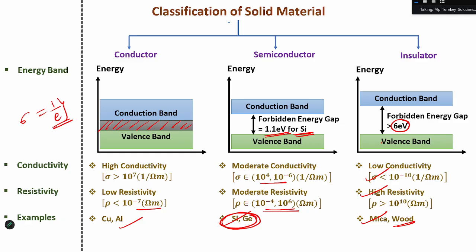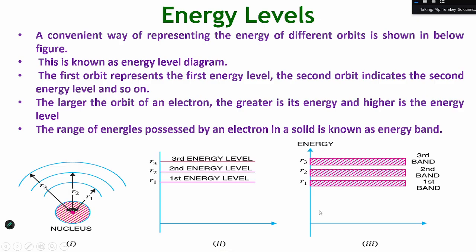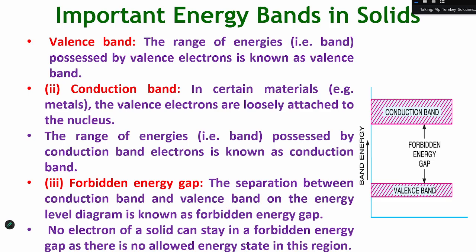Materials are classified into conductors, semiconductors, and insulators. If you are associated with only one atom, we call them energy levels. If you are associated with a group of atoms, suppose millions of silicon atoms, we call them energy bands. The outermost electrons form the valence band, and the freely available electrons form the conduction band.